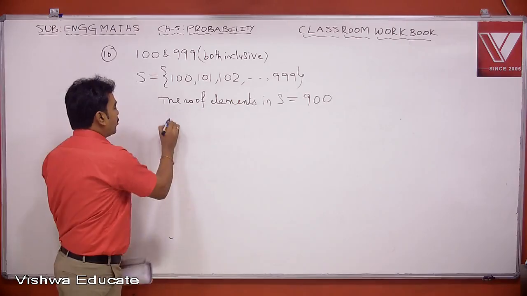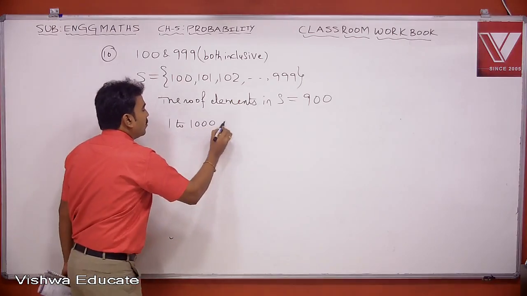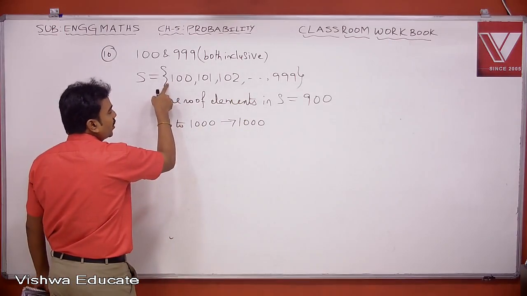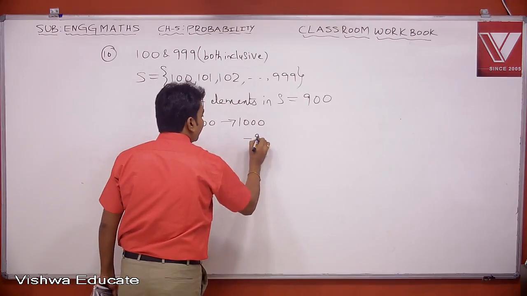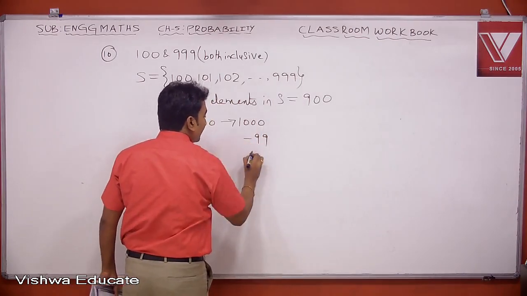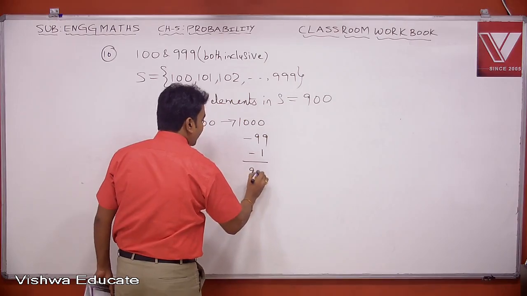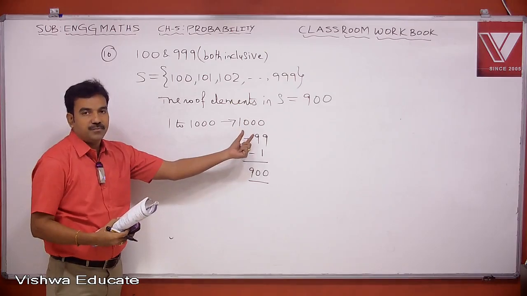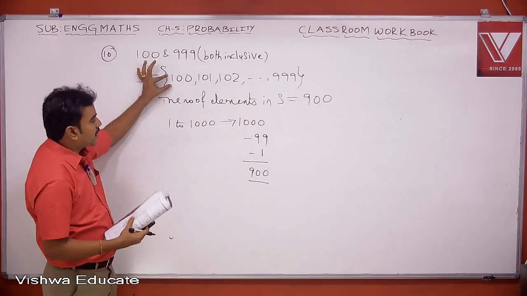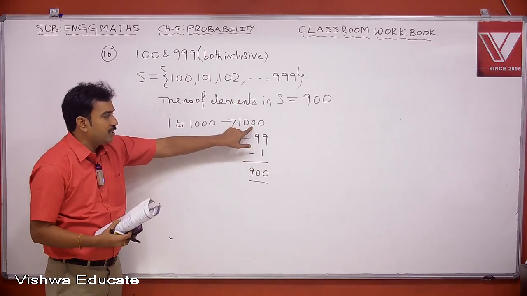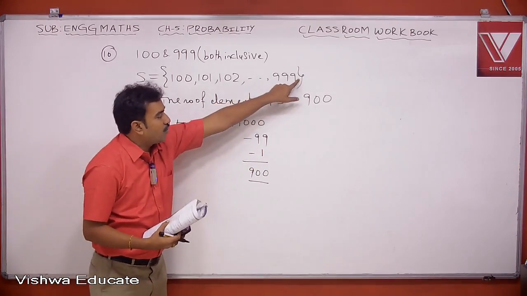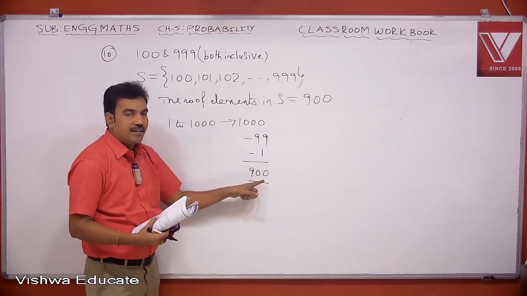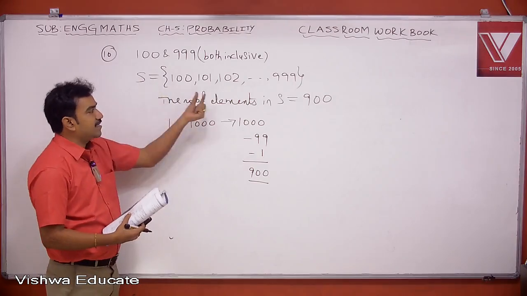You can see from 1 to 1000 we have 1000 numbers. But here the first 99 numbers are not included, so eliminate 99. The last number is not included, so subtract one more. So totally you will get 900 numbers. So from 1 to 1000 we have 1000 integer values. The first 99 numbers are not included, so subtract 99 from 1000. And the last number 1000 is not included, so subtract one more element. So subtract 100 from 1000, you get 900. Therefore the total number of points in S is 900.